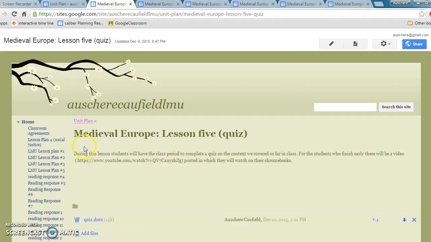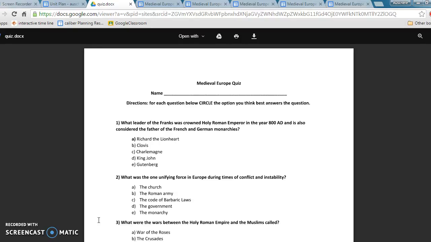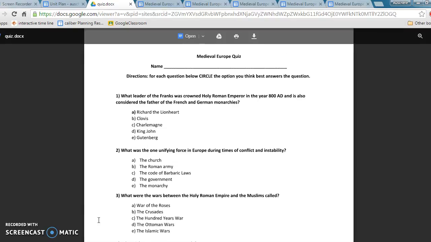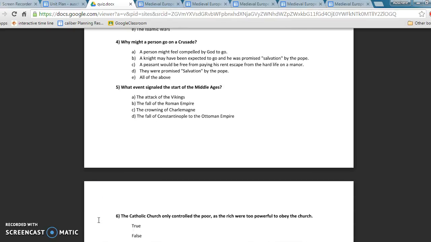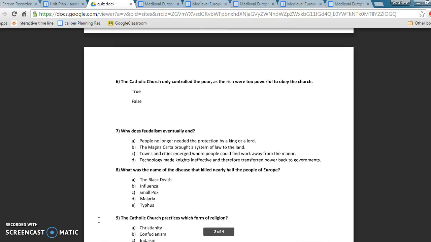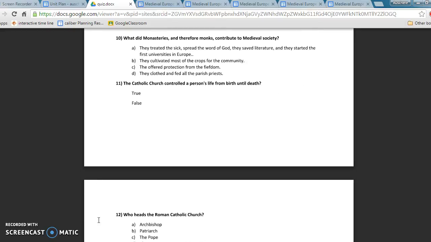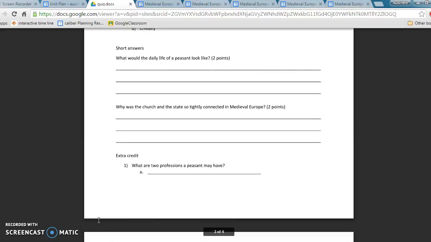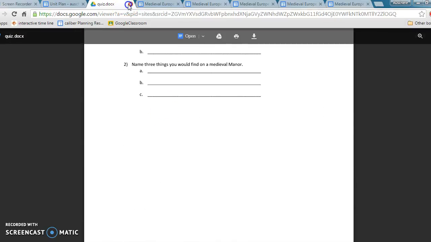And then lesson 5 is just a quiz. It's just a simple quiz on the content we had gone over in class. The purpose of this is I just want to make sure they understand the fundamental parts of medieval Europe before we move on to kind of a more nuanced understanding of feudalism using primary sources. I want them to really understand what we're talking about. So this is a quiz to see if they have that basic understanding or not.